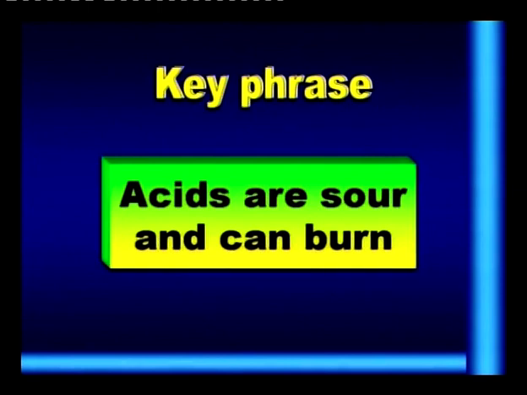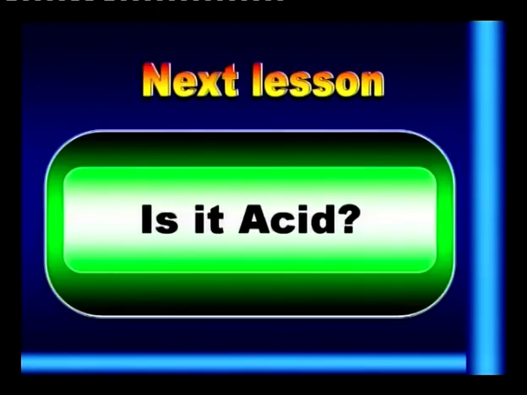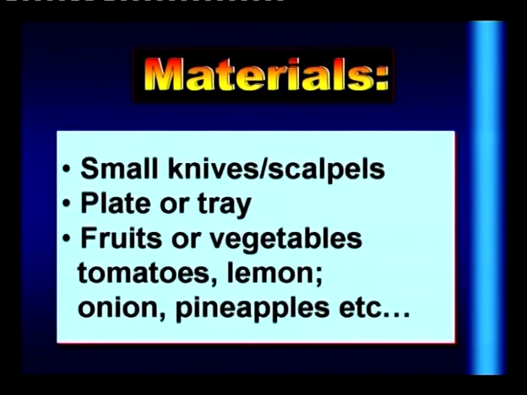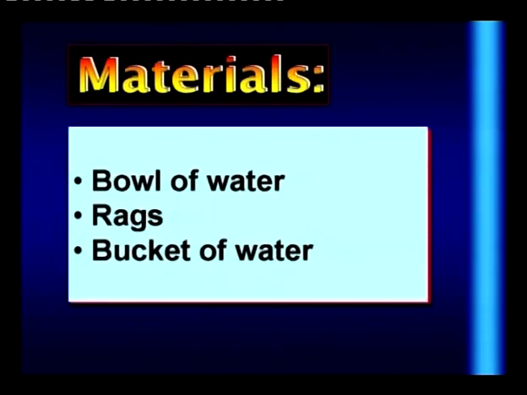Teachers, our next lesson will be, is it acid? Again, this time we'll be looking at the same substance that we brought. We will be using litmus indicators this time. The materials which you will bring for our next lesson still: knives, scalpels, plate or tray, fruits or vegetables, examples, lemon, tomatoes, pineapples, etc. that you have brought for your lesson today. You will also bring yourself a bowl of water, rags, and a bucket of water. Right, with that, thank you class, thank you teachers and receiving students.